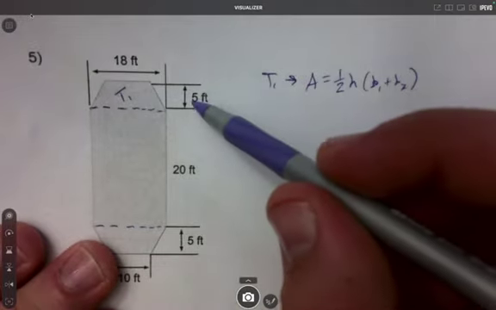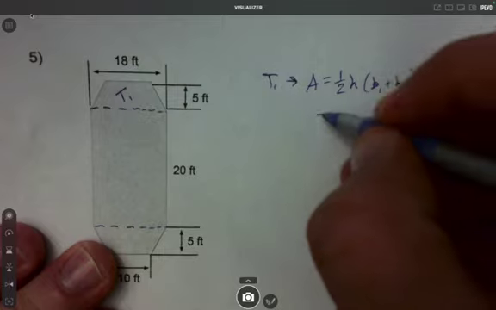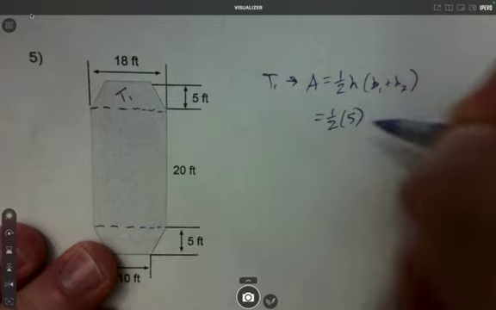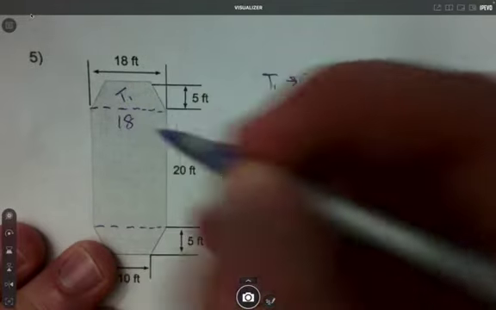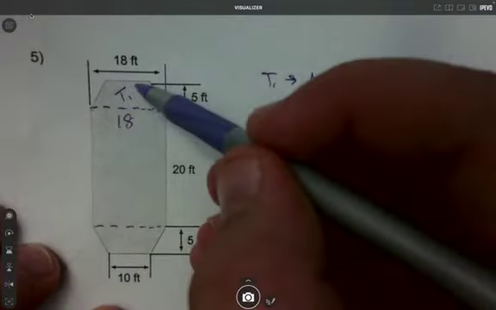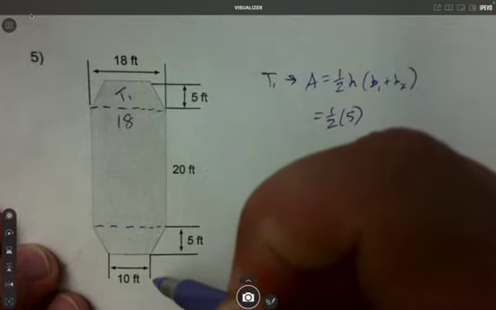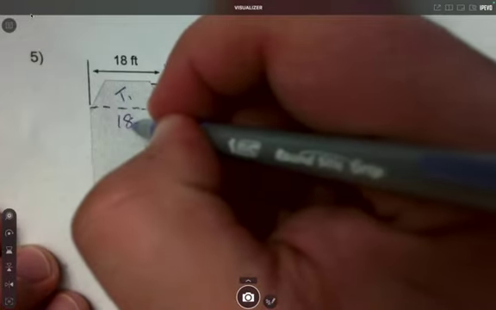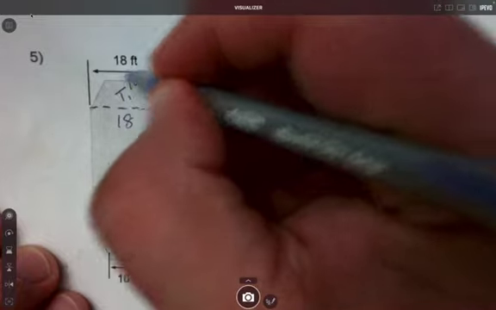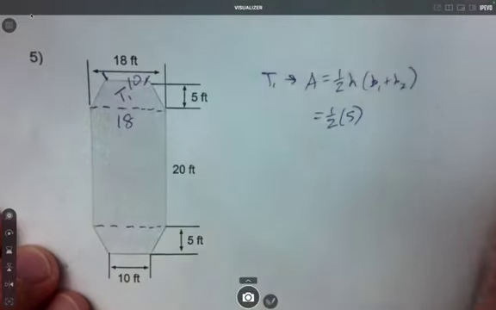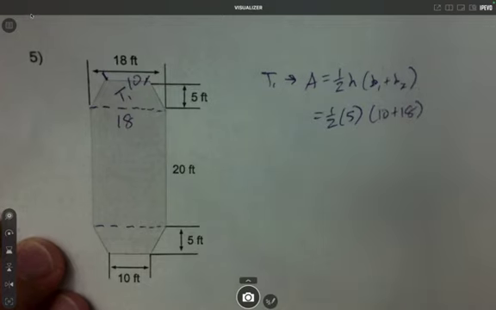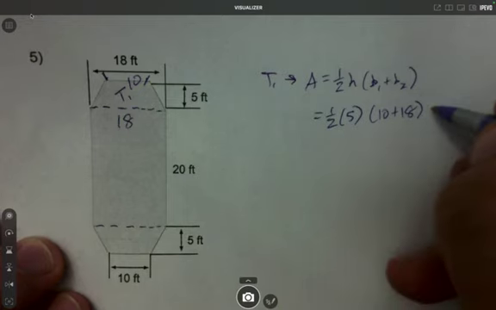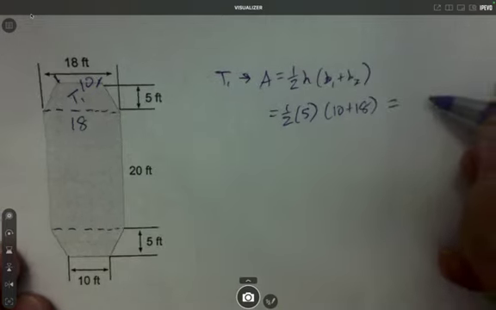Okay, they gave us the height right here. That's 5. That's easy enough. And we have one of the bases, which is 18. Now, 18 goes all the way the long way, so 18 is this one right here. So to find this base, we have to look down to this side. So this base is 18. This base that's going from here to here is 10. So we do 10 plus 18 or 18 plus 10. Doesn't matter which way you do it. But when you multiply all those together, you get 70 square feet.